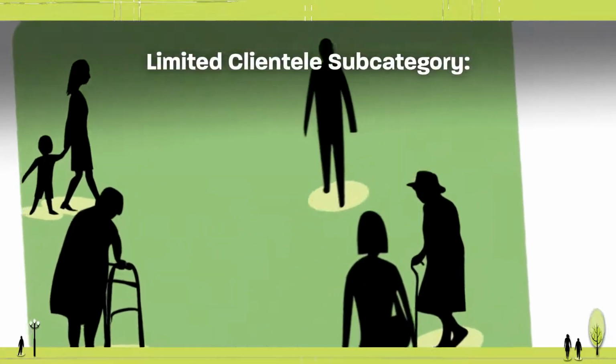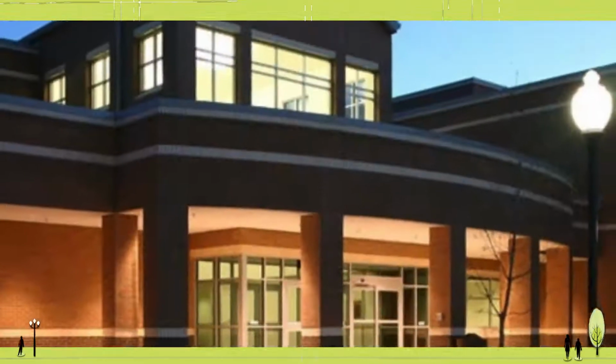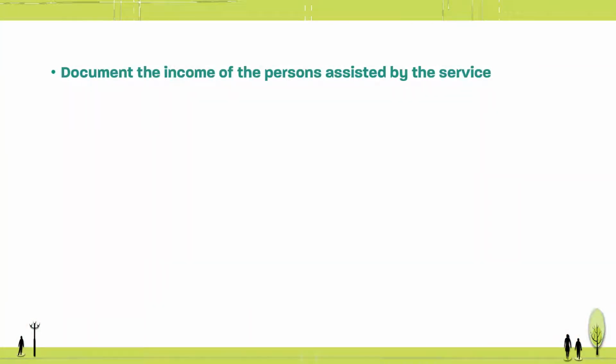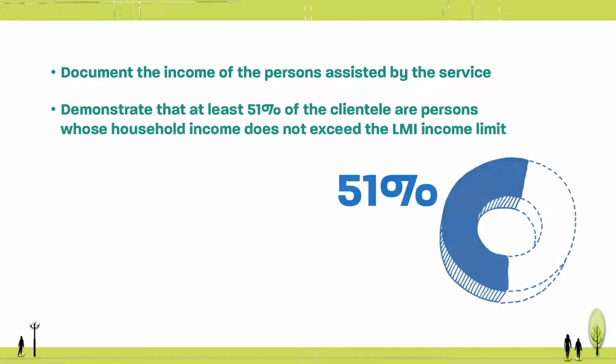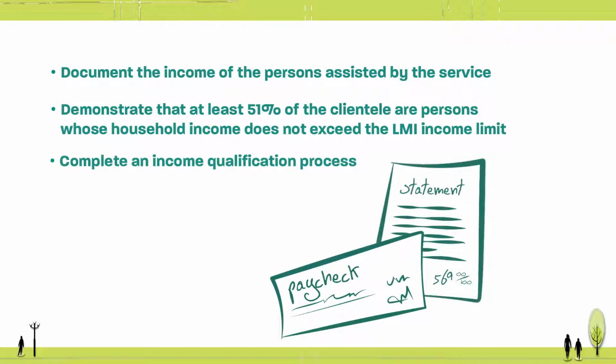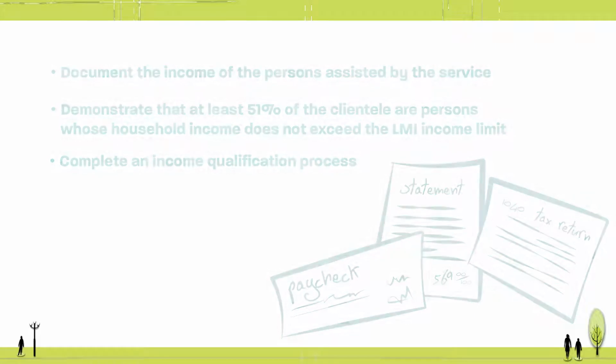Some examples of CDBG-funded public services that could qualify under limited clientele include after-school programs for youth and job training programs. When qualifying beneficiaries of these programs, grantees must document the income of the persons assisted by the service and demonstrate that at least 51% of the clientele are persons whose household income does not exceed the LMI income limit. Each person assisted must go through an income qualification process and provide documentation, such as pay stubs, bank statements, and income tax returns, to certify that their income meets the low or moderate income threshold.